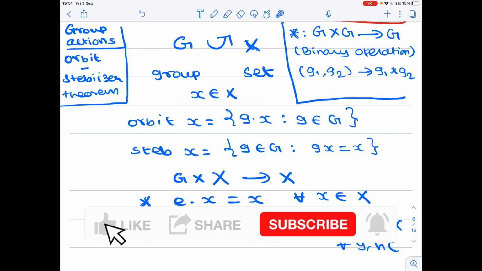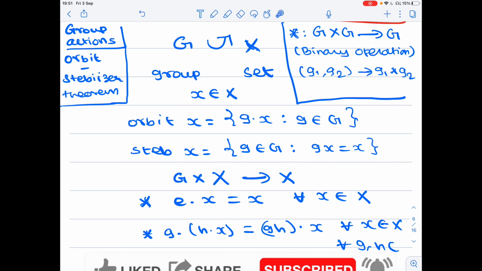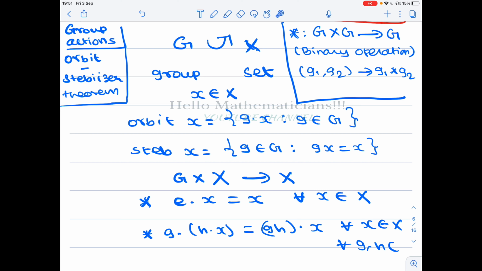Mathematicians. In this video, we see what a group action is, and we'll see some examples of group actions. We'll also see the orbit-stabilizer theorem and its proof. In the next video, I'll give some applications of the orbit-stabilizer theorem, which is a very important theorem in group theory. If you have some understanding of group actions, then many problems related to group theory can be solved in a much simpler way. That is why we want to learn group actions.